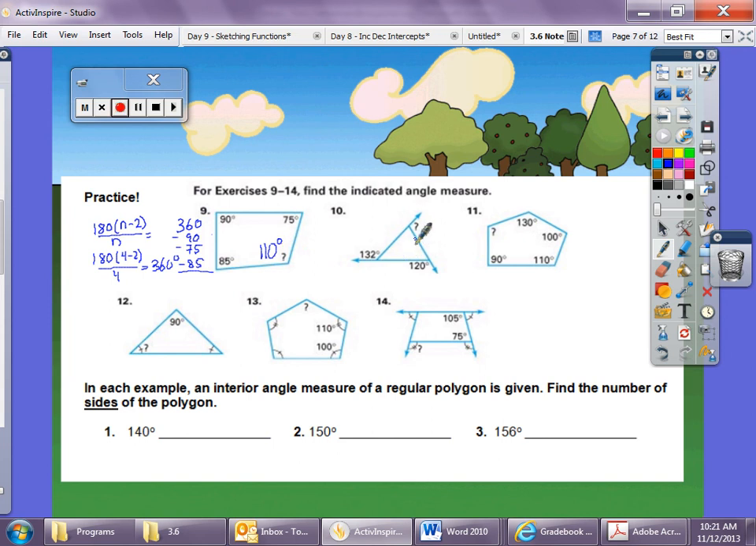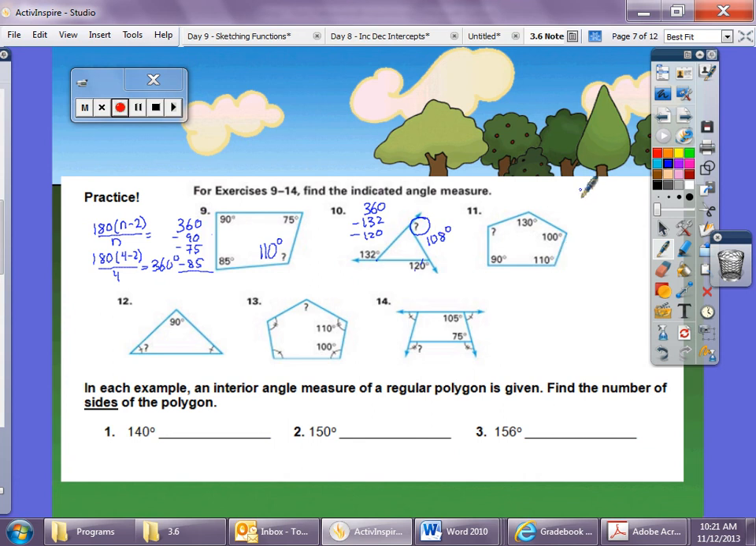We know that we have a triangle. We know that each exterior angle in a triangle, when we add them all together, is going to be 360 degrees. So 360 minus 132 minus 120. This is 108 degrees. A pentagon has 5 sides.